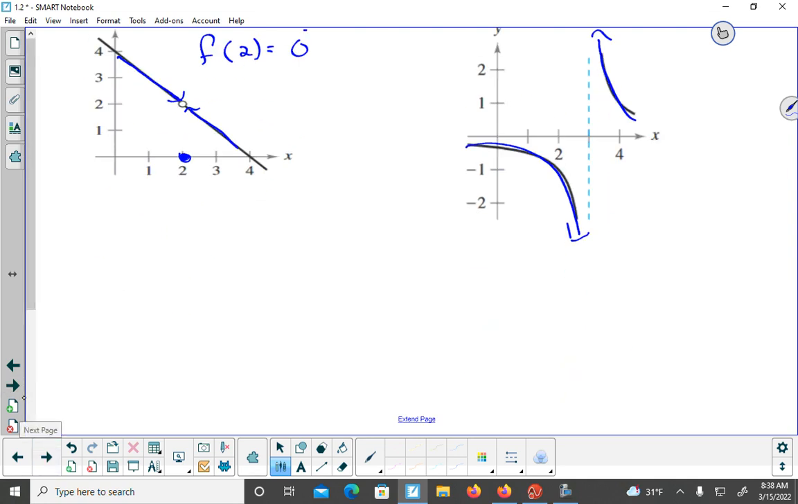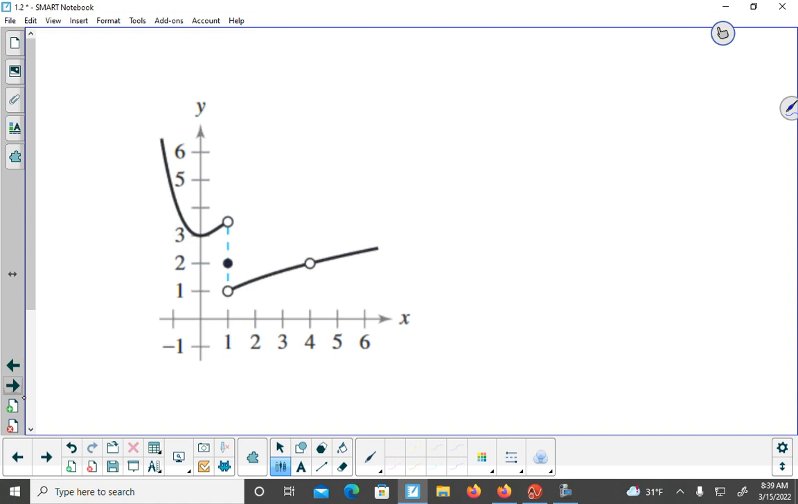More on this page? No. So this one, if I'm asking to find the limit of f of x as x approaches 2, well, as I approach 2 from the left, it's 3. As I approach 2 from the right, it's 1. So this limit does not exist.